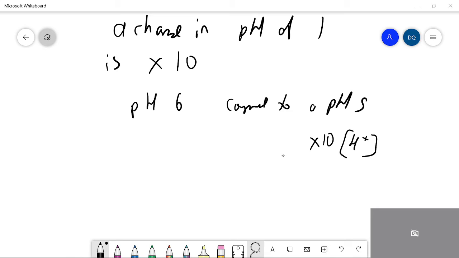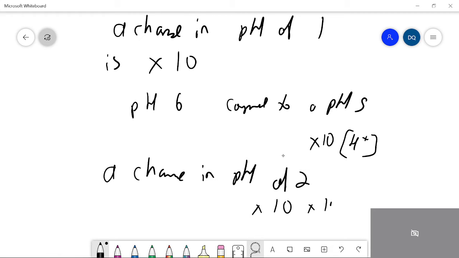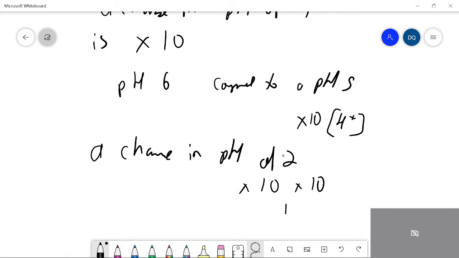If you have a change by 2, remember each time you change by 1 pH, you have a 10 times change in ion concentration. So a change in pH of 2 would be 10 times and then again multiply, because a log gives you an exponent, so this is repeated multiplication. So it's actually a 100 times ion concentration change.